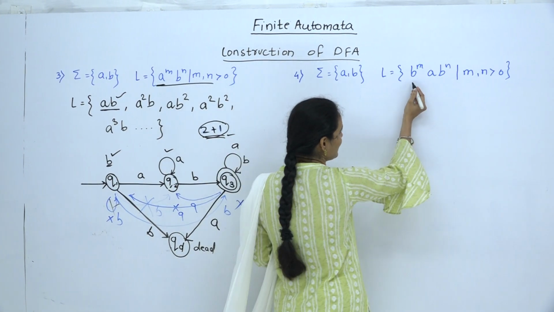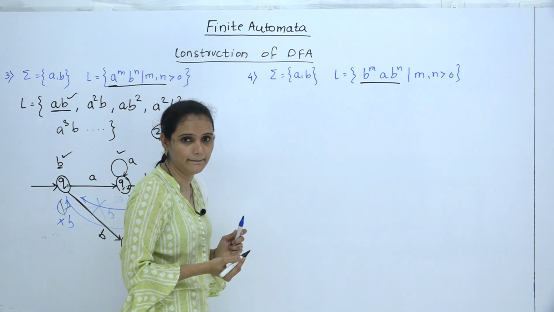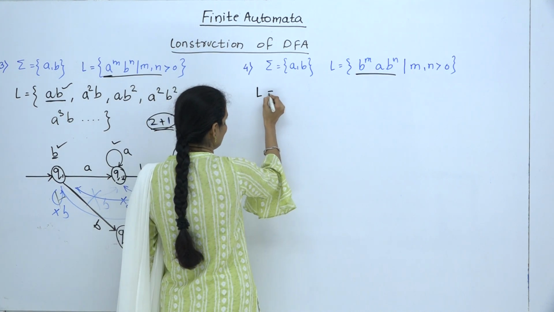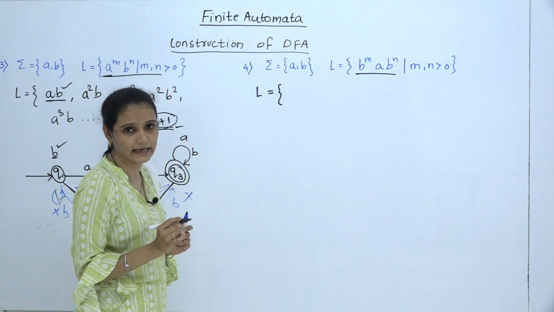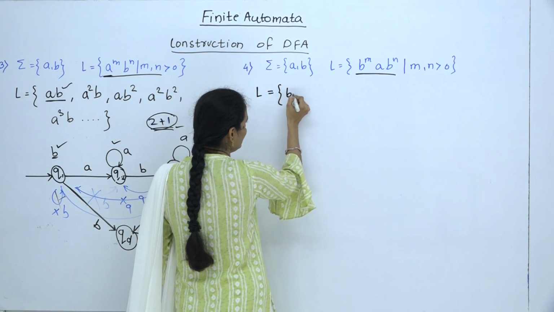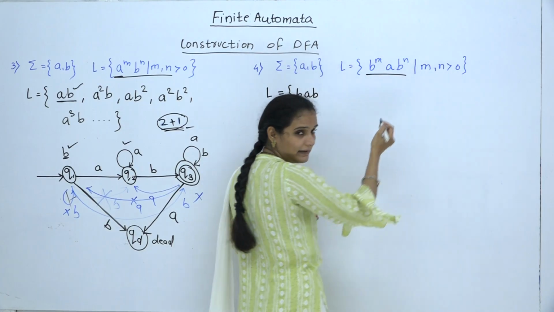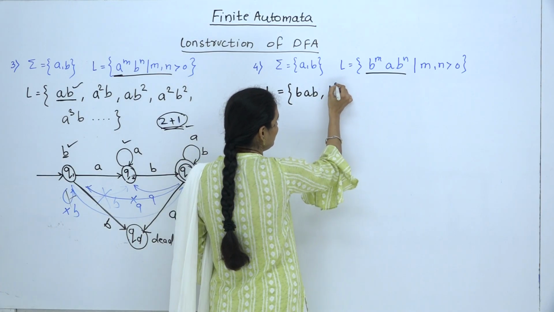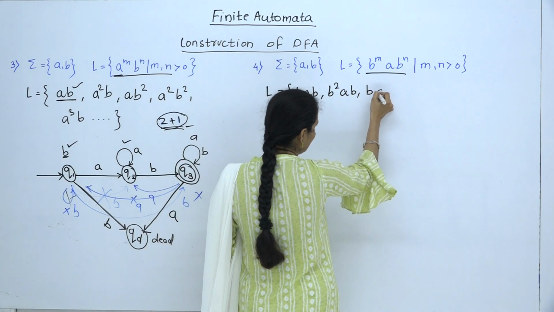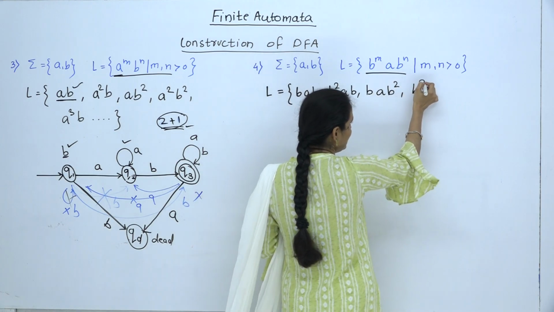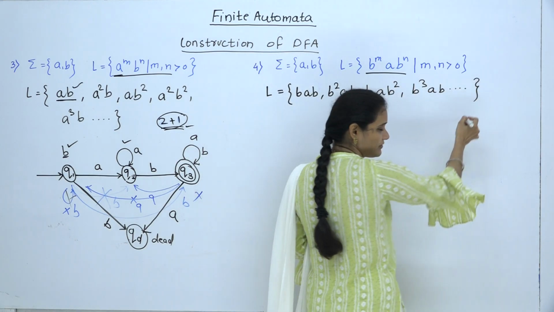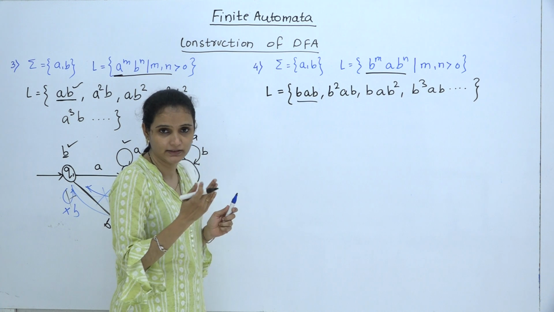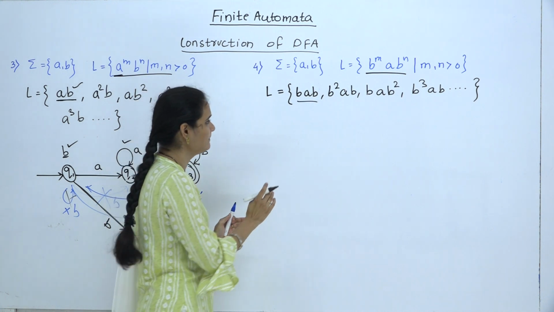So what is that? The language given is B raised to M, A, B raised to N, where M and N are greater than 0. Here also two different constants have been used. Therefore B square AB, B AB square, B cube AB, likewise all such strings are accepted. So students, the minimum length string is 3, and 3 plus 1 means we require 4 states.